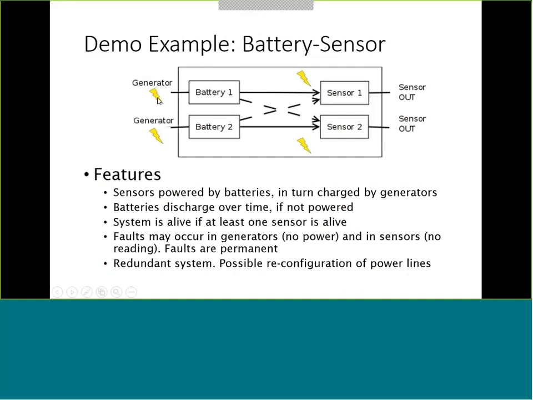So the 2 generators may fail, and also the two sensors may fail. In case of a generator failure, you can, for instance, switch and feed the sensors from the battery that is still okay. And we assume that the system is alive, provided that at least one of the output sensors is okay.